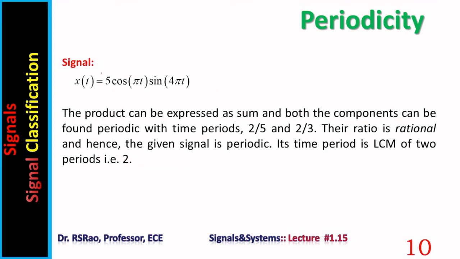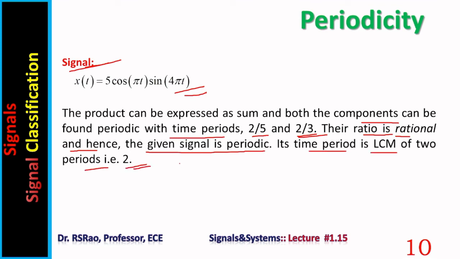Another problem: the given signal is x of t equal to 5 cos pi t sin 4 pi t. The product can be expressed as a sum, and both the components can be found periodic with time periods 2 by 5 and 2 by 3. Their ratio is rational and hence the given signal is periodic. Its time period is the LCM of the periods, equal to 2.